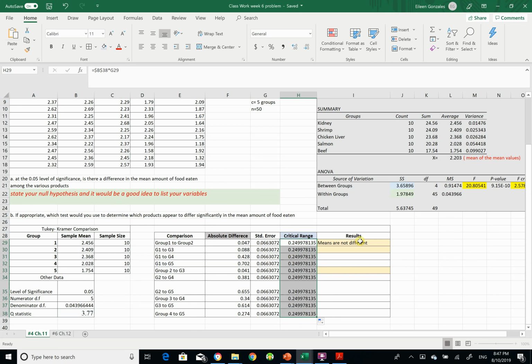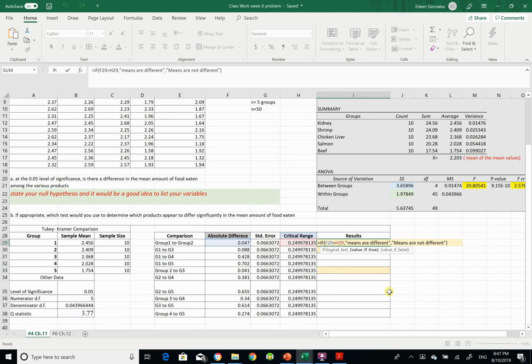And so now the results. What's really nice is if you look at this equation, it's an if logical test. If this value right here, our absolute difference, is greater than our critical range, the means are different. If it is not greater, the means are not different. Okay, and so this kind of answers our test for us. We're just going to take this value and scroll it down.